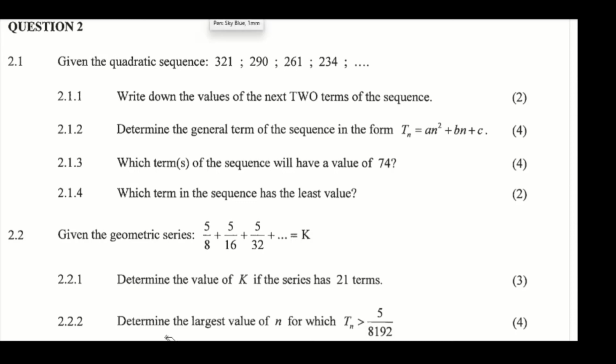We're going to do question 2, and we're given this quadratic sequence of 321, 290, 261, and 234. So the sequence continues. In 2.1.1, we are asked to write down the next two terms of the sequence. So what we're going to do is you have 321, 290, 261, 234.